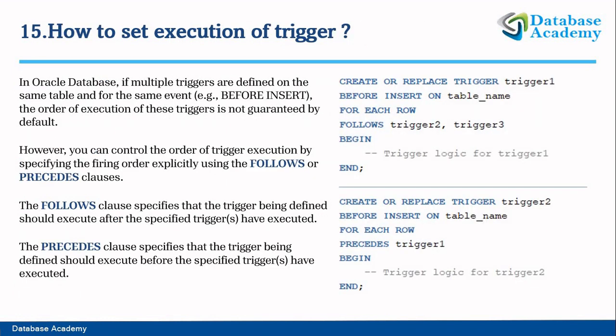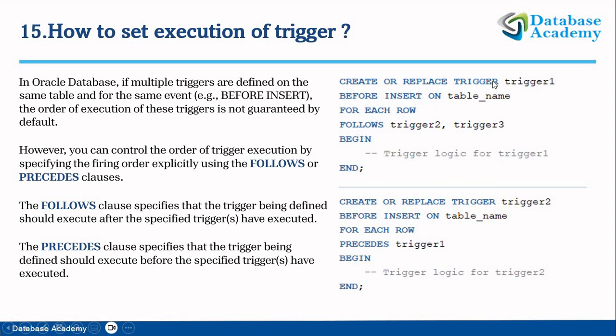Now let us see how to set the order of execution of triggers. Let's say you have an employee table and you have three triggers on the same event, before insert. You want trigger 1 to execute first, then trigger 2, and then trigger 3. How can we do this? We can do this in the Oracle database using the FOLLOWS command.